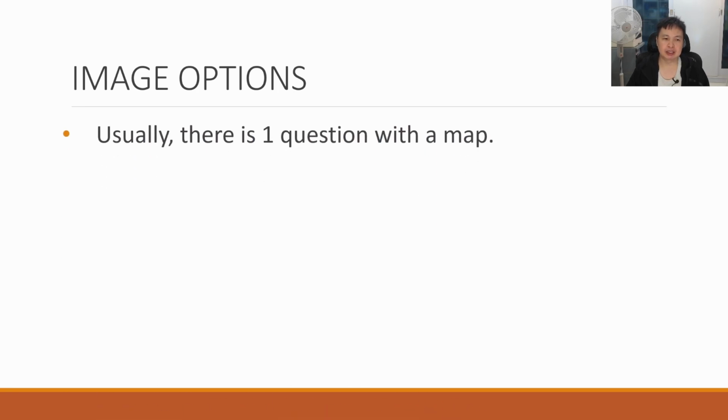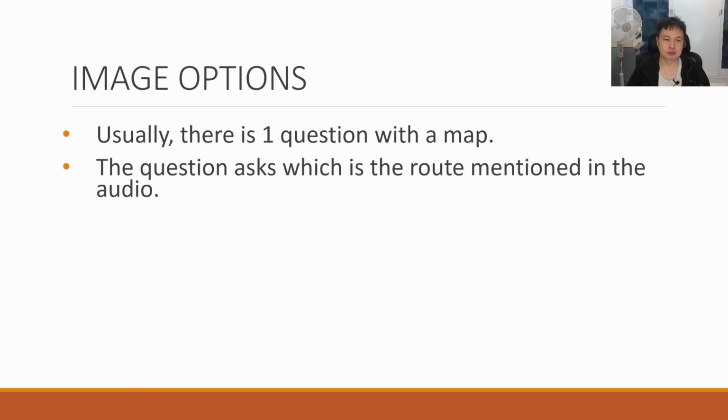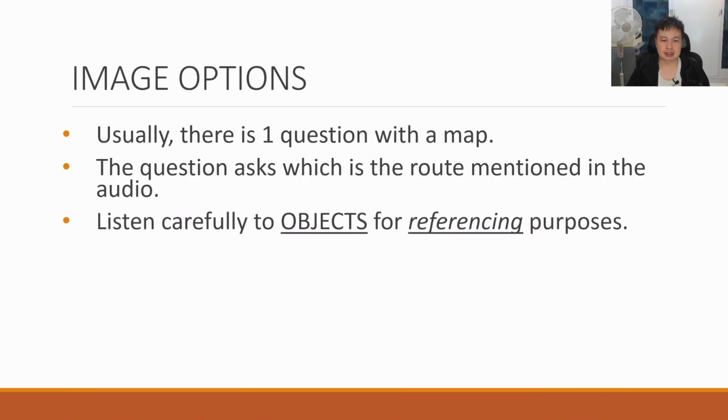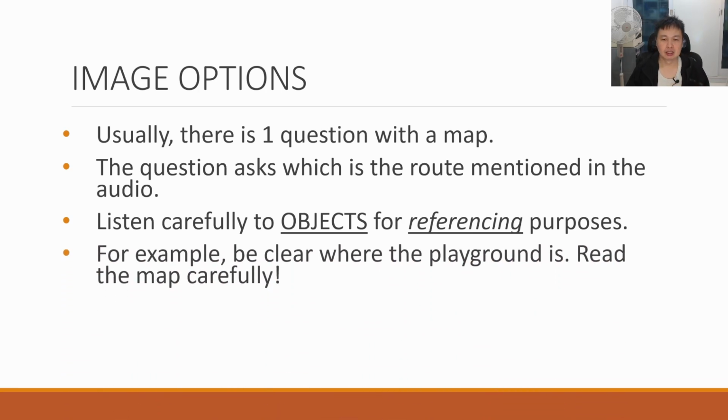Special case: usually there is one question with a map that is being presented, and there are several different routes. They are demarcated by, say, a solid line or dotted line. Then there are 3 routes, and students have to identify which is the route that is being described in the audio. So that's what the question is asking. Do listen carefully to the objects mentioned for referencing purposes.